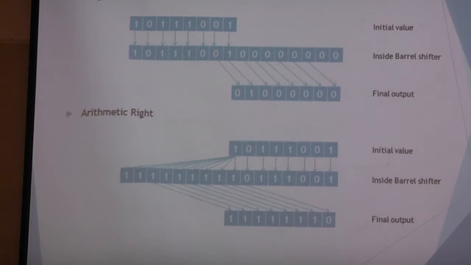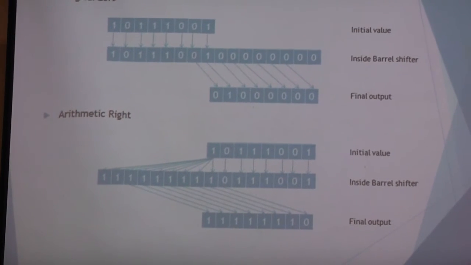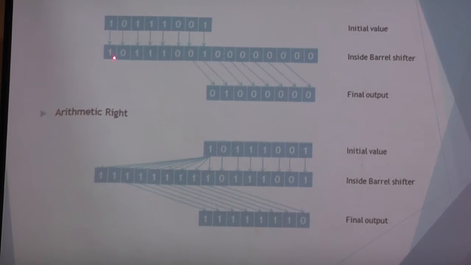The concatenation occurs differently for other operations, such as logical left, which places the initial value in the upper half of the temporary register with zeros in the lower half, and arithmetic right, which places the input value in the lower half, with the upper half being a repetition of the most significant bit of the initial value.